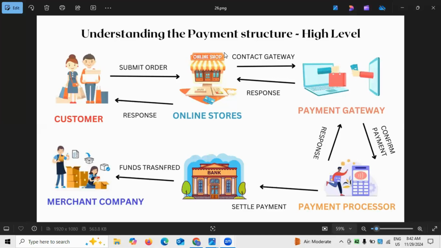Do remember, I am talking about the banking structure as a whole. I'm not talking about the payment structure yet. Later on, I'll speak to you about it, because the banking sector is very huge and we have divided payments as separate. Now what is happening here?